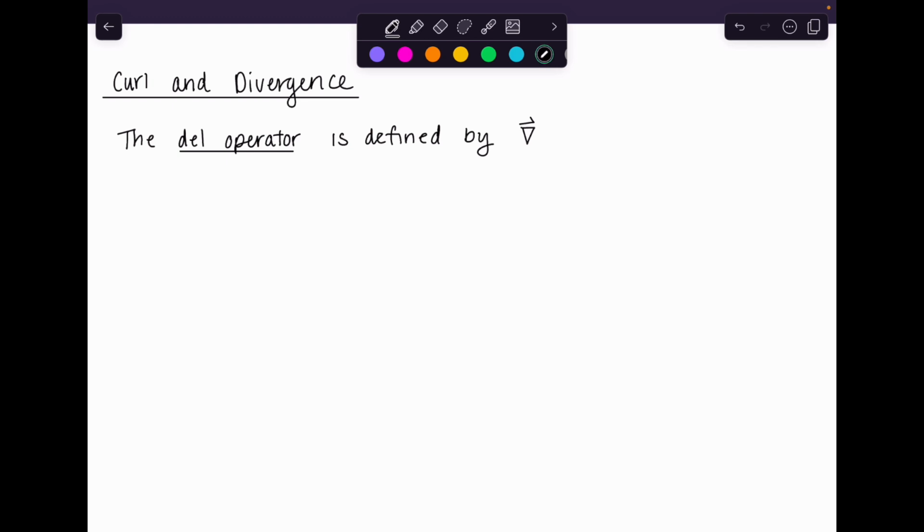So this is a vector as a result. It is the partial with respect to x in the first component, and it is the partial with respect to y in the second component, if we're specifically working in R2. And then if we're working in R3, then that third component is the partial with respect to z.